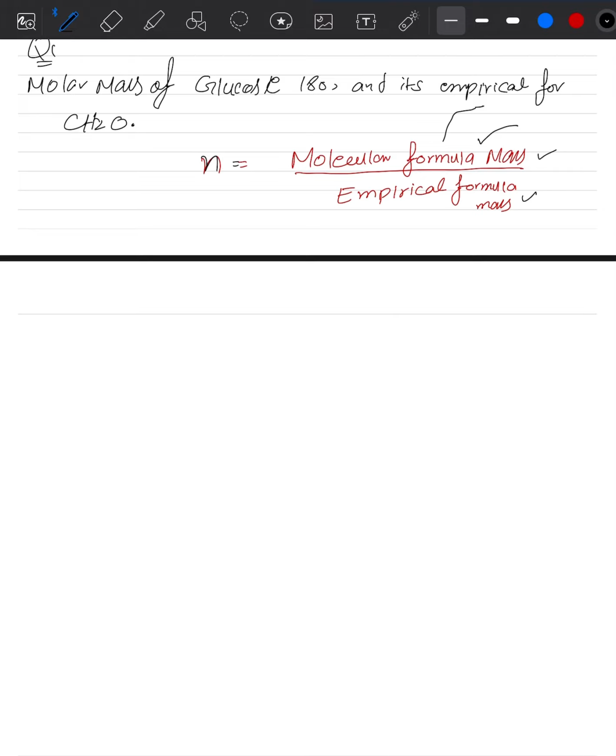So how can we find out the empirical formula mass? The empirical formula is CH2O. We just need to add the mass of all the atoms present in this formula. The mass of carbon is 12. So 12 plus the mass of hydrogen, which is 1. But now we have two hydrogen atoms, so it will be 2 times 1. And plus oxygen has the mass of 16. So it will be 12 plus 2 plus 16, which becomes 30.